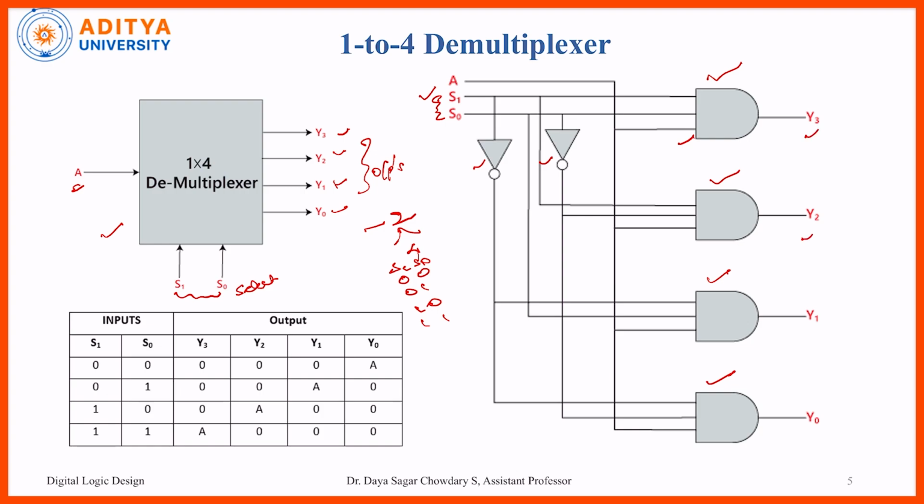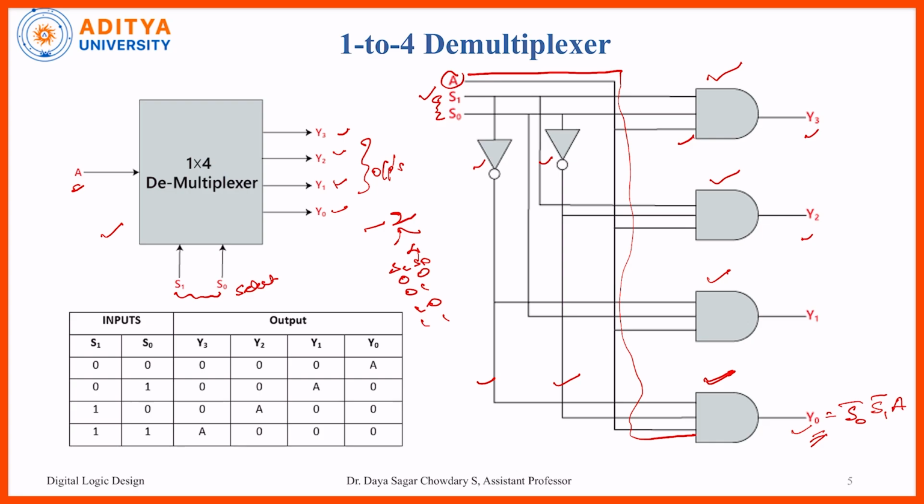So if we observe this Y0, the input signal A is connected directly to Y0. Here Y0 is connected, and both the selection lines, after inversion, that means S0 bar and S1 bar, are given to this particular AND gate. So these 3 terminals are connected to the AND gate, and finally we will get the output that is equal to Y0. That means if we write the equation: S0 bar, S1 bar and our input A. So this is the equation for this particular Y0.